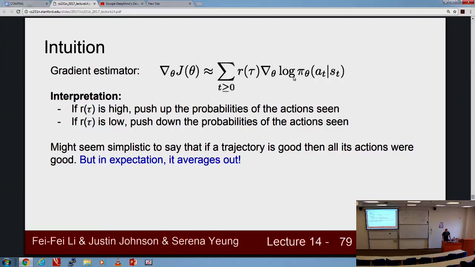However, this particular estimator is not the most efficient we can use. It's unbiased, so if we collect enough of these, it will eventually converge to the right value. However, it is high variance. So most of the research on policy gradient learning focuses on trying to find estimators of this gradient that are lower variance. And we're going to see a couple of them now.